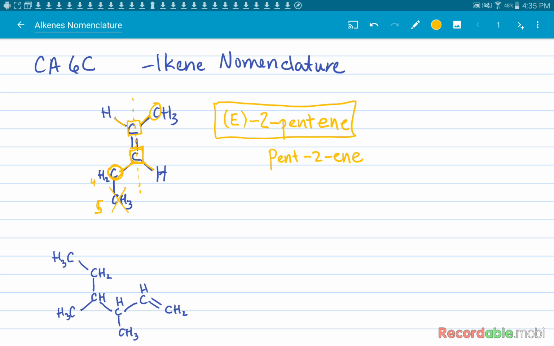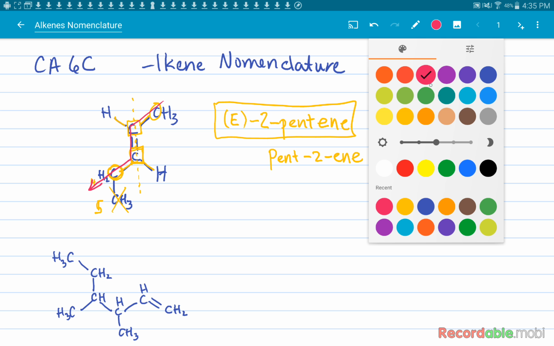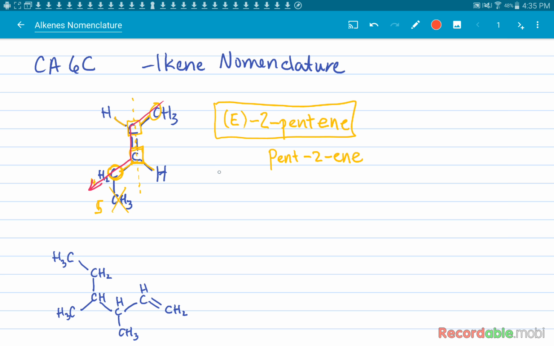Now, if we're going to do cis and trans, notice that we start on this side, we go through the double bond, and we go out on the other side. So since they're on 2 different sides, we could also call this, if we use the cis-trans way, a trans-2-pentene. So sometimes a question will ask for a cis-trans name, and other times they'll just say for an IUPAC name. So IUPAC would be (E)-2-pentene.